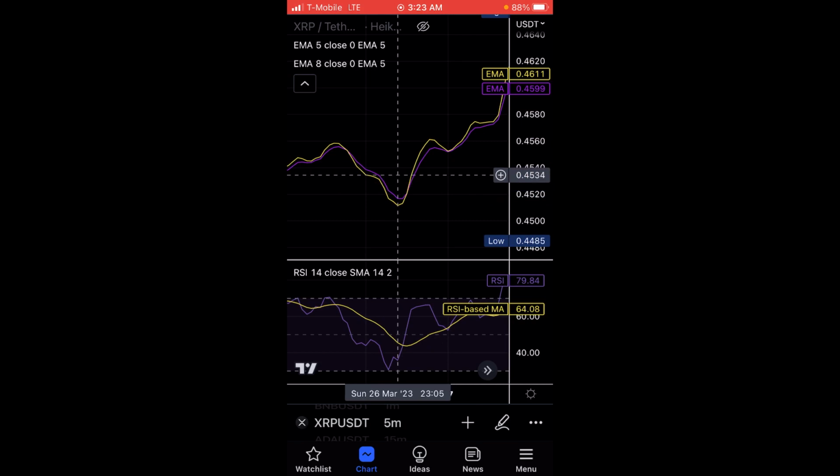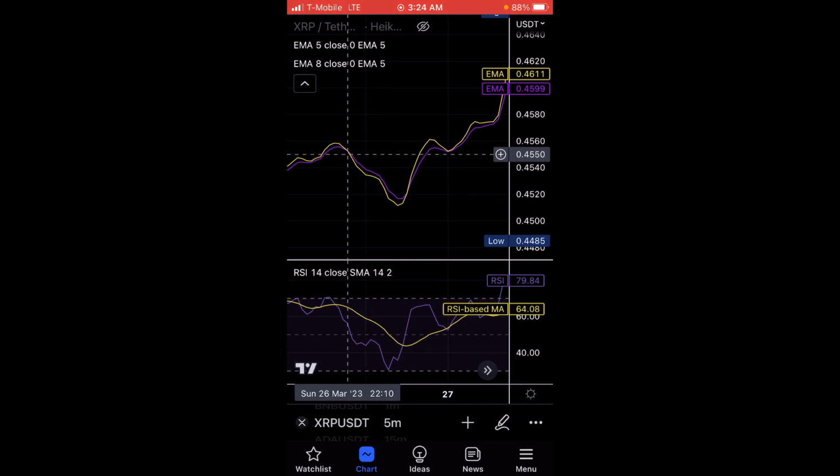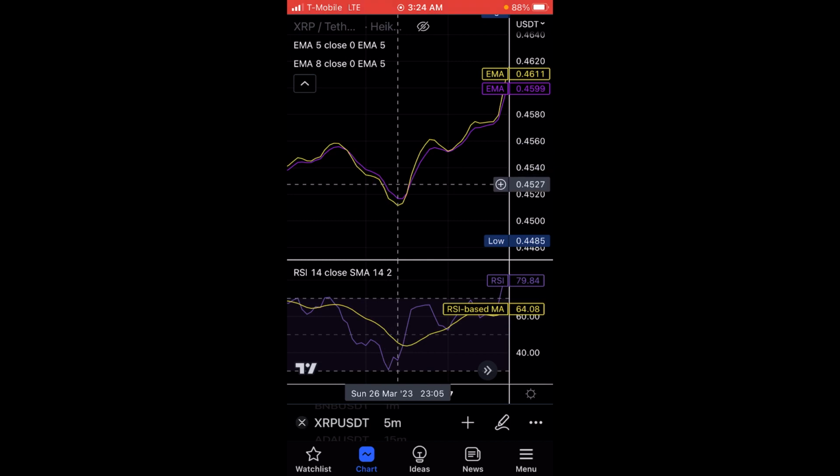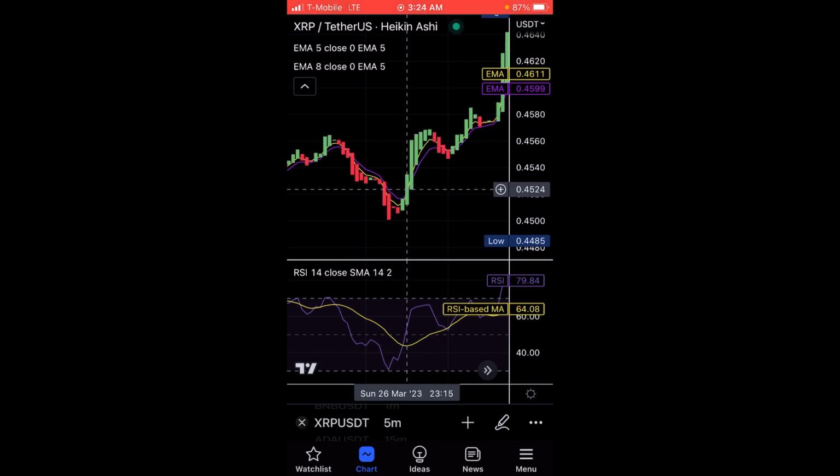Now we've got right here a downtrend. We see that it crossed right here when the price of XRP was 45 cents, and then it crossed here. That was a quick scalp right there, if you caught that.